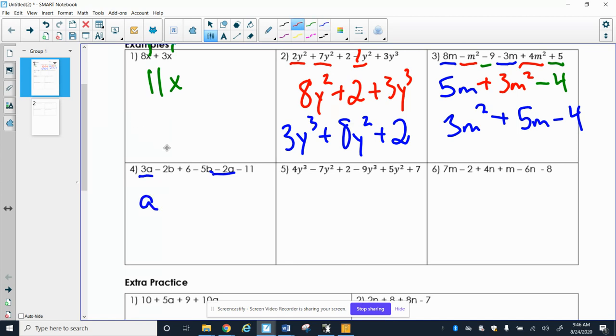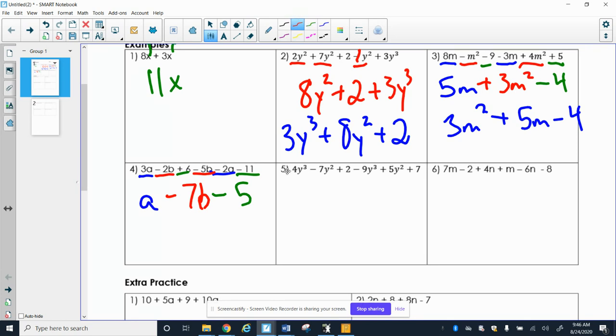Then we keep going. We have a negative 2b. Well, the only like term with that is the negative 5b. Notice that minus sign in front is attached to it. So negative 2b minus 5b makes minus 7b, because negative 2 minus 5 is negative 7. Then we have our positive 6 and our negative 11. Those go together. 6 minus 11 is minus 5. And that can be our final answer. We don't have any exponents where we would have to rewrite this, so it would just be like that.